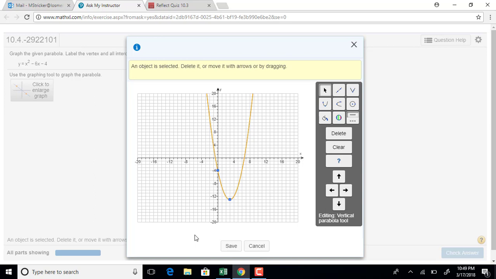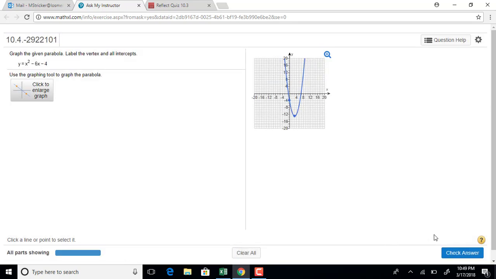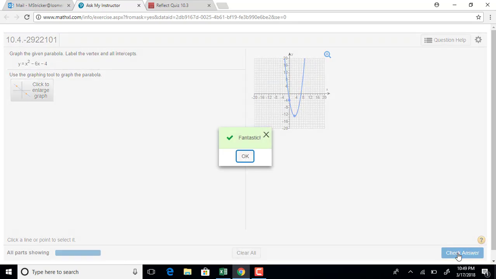You can see the symmetry there. And so go ahead and hit save. And then if you say check answer, we're all good to go.